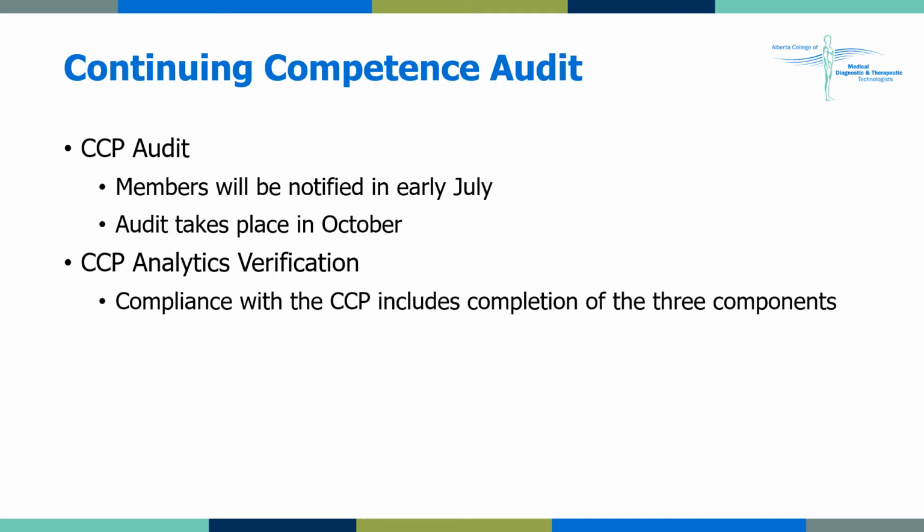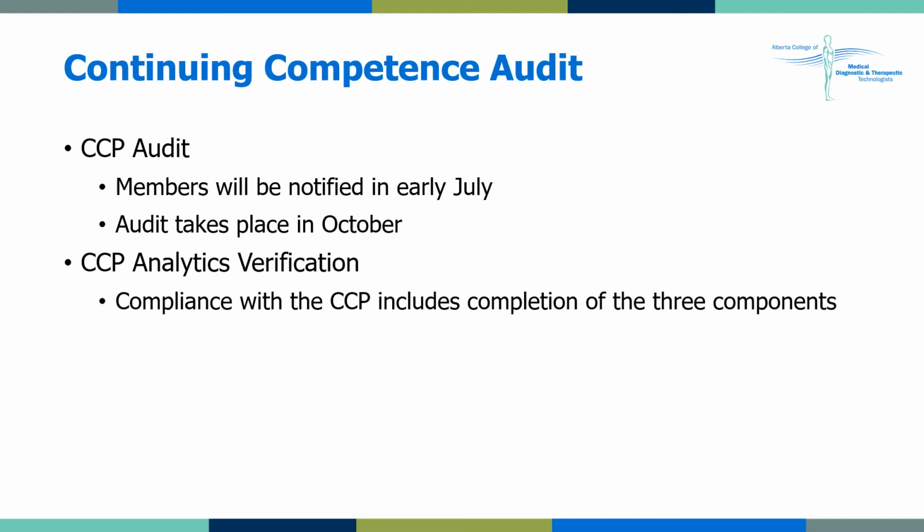The college conducts two types of audits every year to ensure members are complying with the CCP. The first type of audit is the CCP audit. In this audit, members are requested to submit their reflective practice review to the Competence Committee for assessment of their compliance. The college may select up to 20% of the general membership for evaluation of the reflective practice review. The audit is done by random selection.